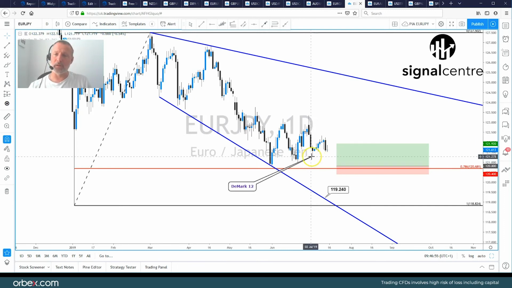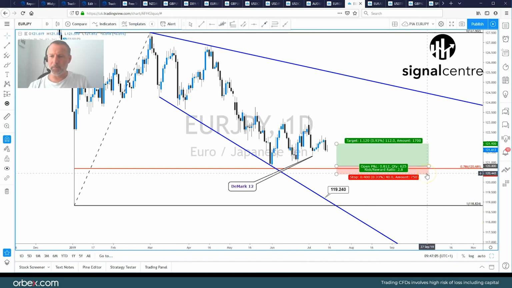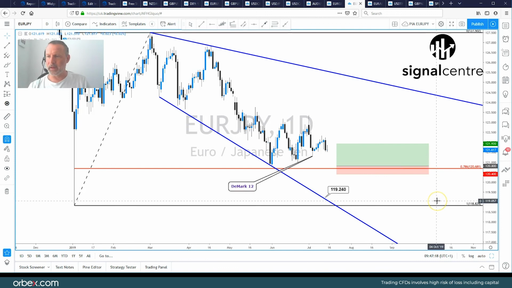upside. We've also got a DeMark 13 count. A 13 count normally highlights the end of a trend and the start of a new upward bias, so we're looking for the sell-off to be limited. We've got a trigger level at 120.70, which is just above the 78.6% fib level, and today we're going to be looking for just marginally higher levels, 121.92, with a stop placed at 120.40.